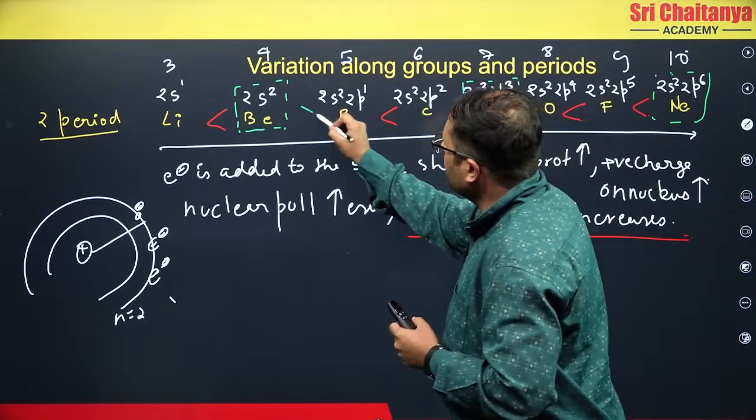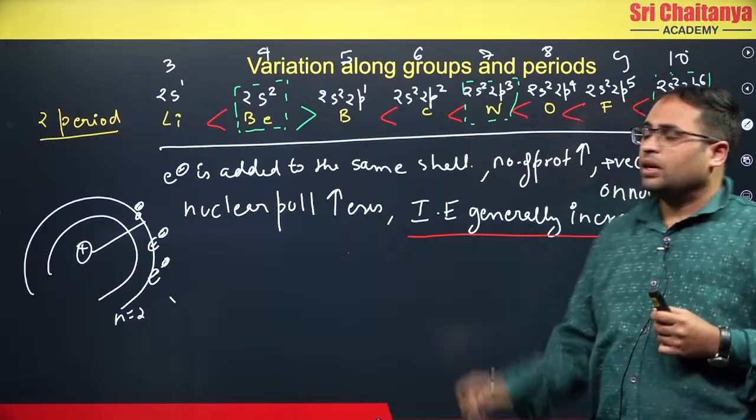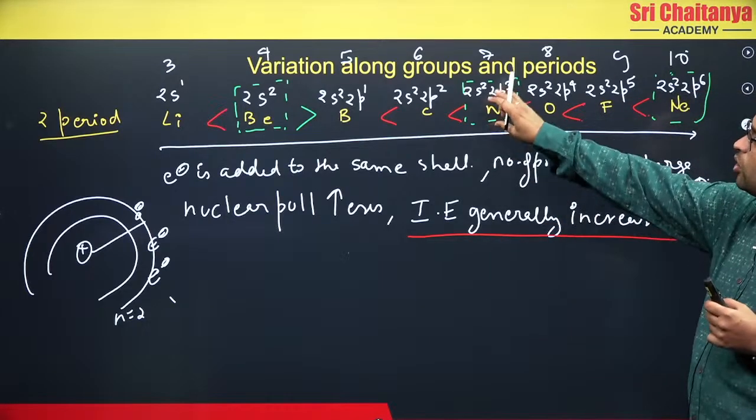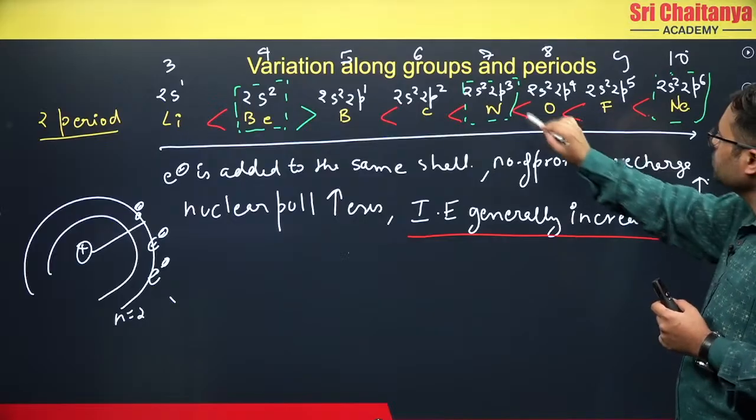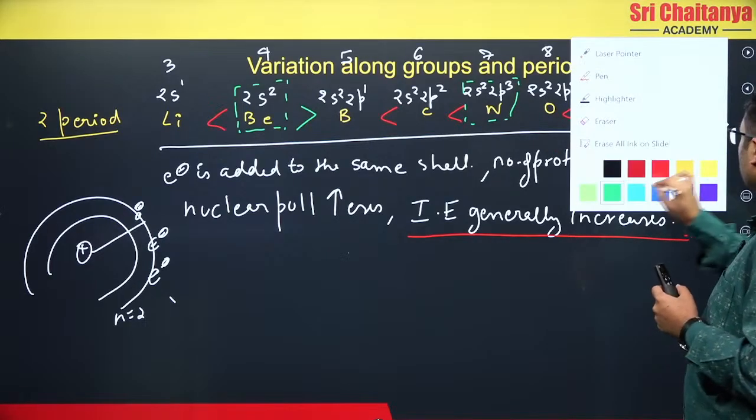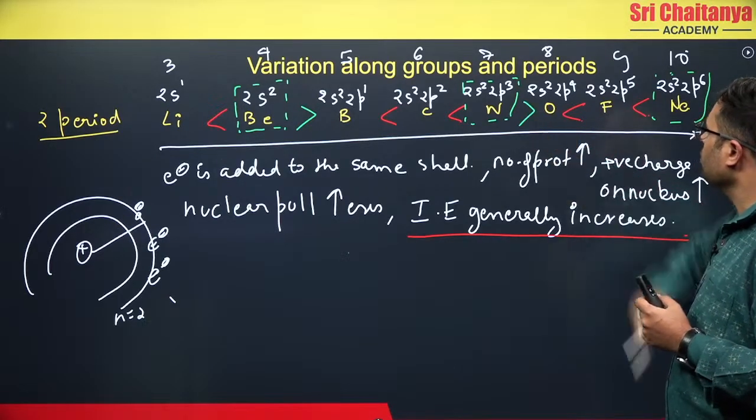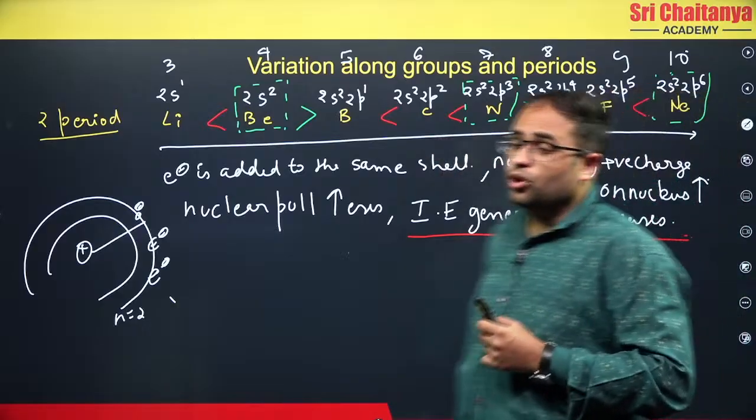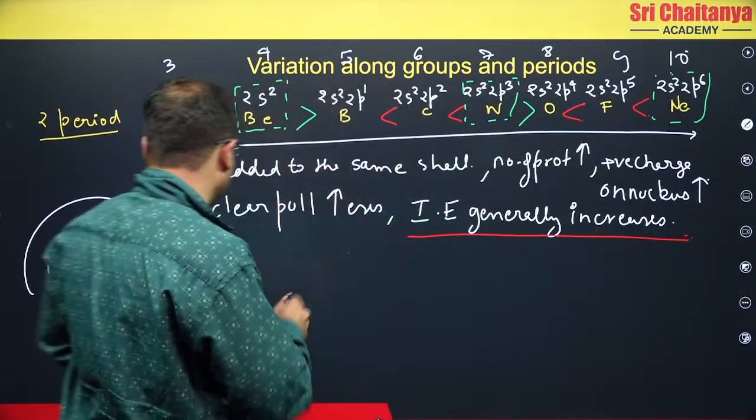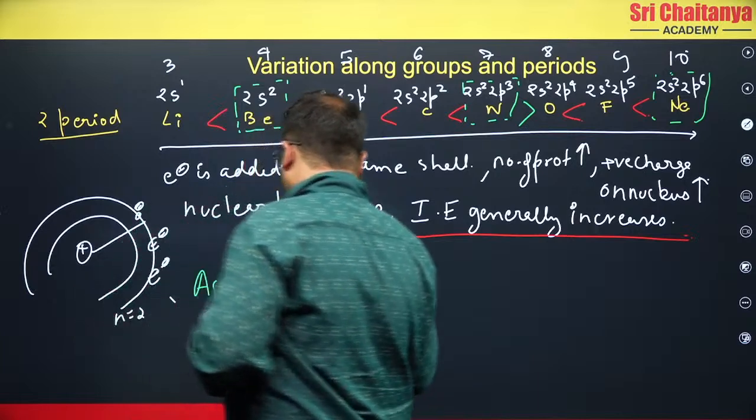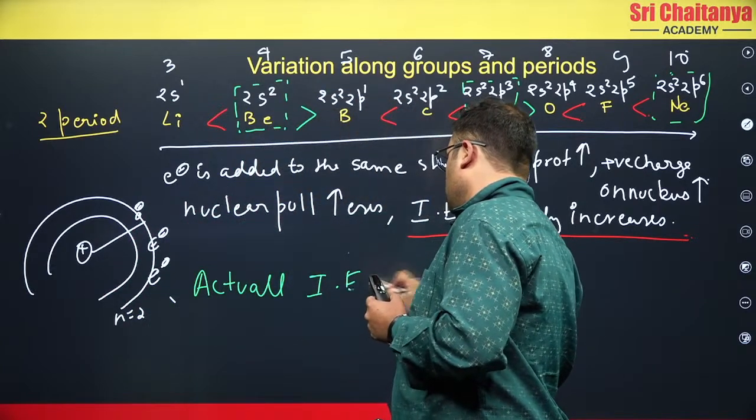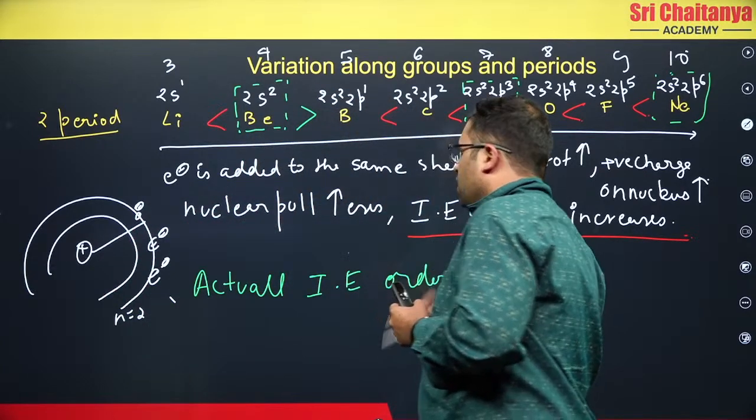So, this arrow becomes like this. Similarly, here also half filled, invert this arrow. So, this is your actual order of ionization energy. So, this is your actual ionization energy order. Right.